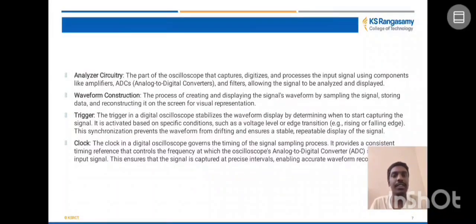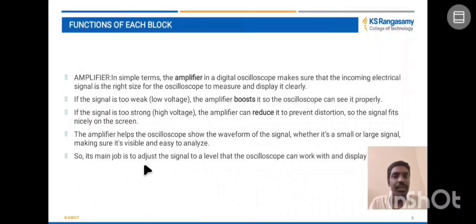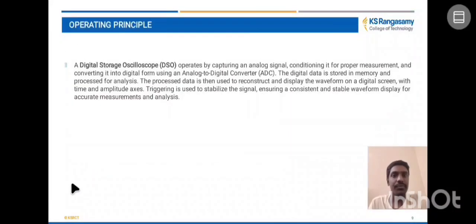Next, we are going to see about the operating principle, based on which this DSO, which means the digital storage oscilloscope or digital oscilloscope, is working. First, an analog signal is conditioned for proper measurement and converted into digital form using the digitizers. The digital data is stored in the memory and processed for analysis. The processed data is then reconstructed to display the waveform on a digital screen.